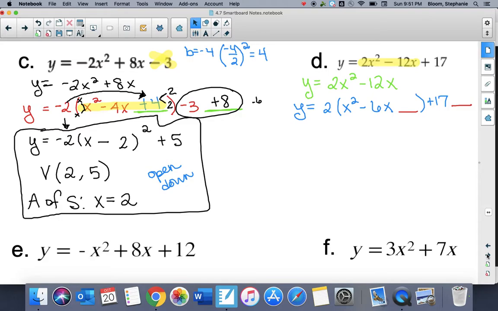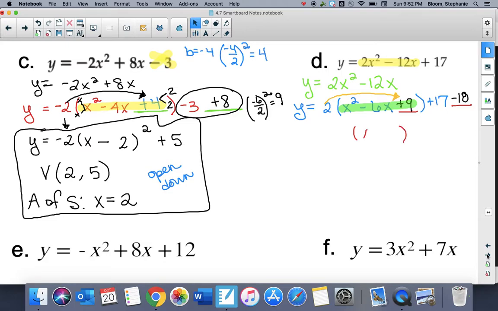I'm doing -6 over 2 squared. -6 over 2 is -3. When I square it, it's a +9. So I'm putting +9 here. Now remember, we took out a 2. So when you think about what you really added to this expression, you really added a +18. So to counter that, I need to subtract 18.